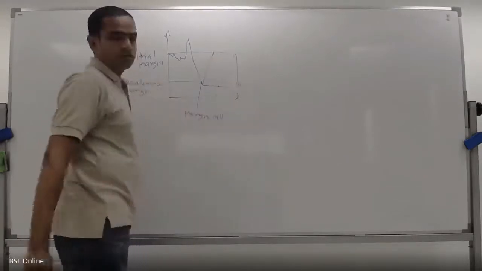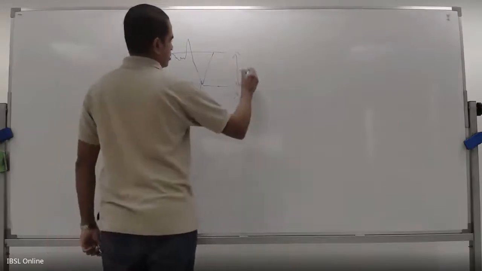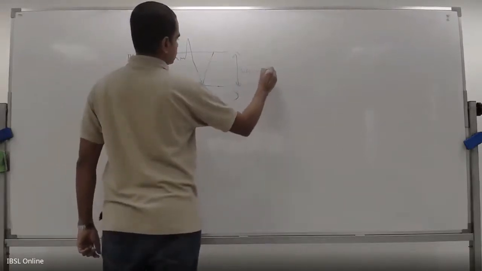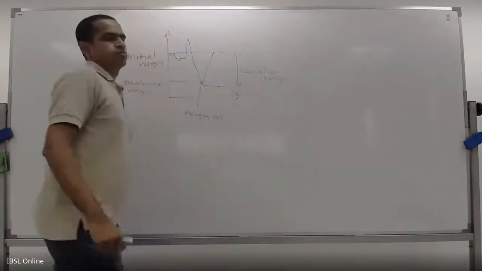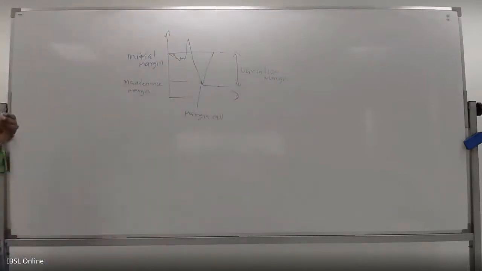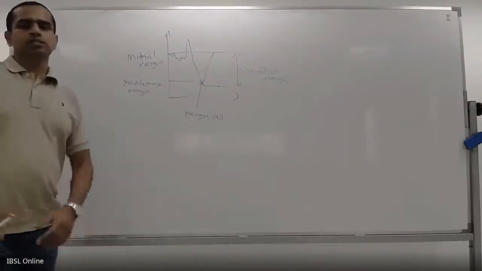And the amount that you have to deposit is called the variation margin. That's how futures accounts work.